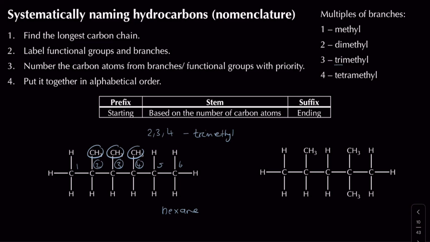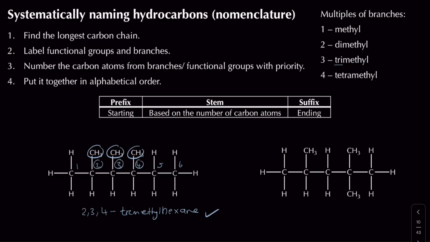We need to make sure that we've separated out our numbers from letters using hyphens and our numbers from numbers using commas. And what I've done is I've made my prefix here saying that I've got 3 methyl groups where the positions are going to be on the 2, 3, and 4 position. Now that's how we would name this one.